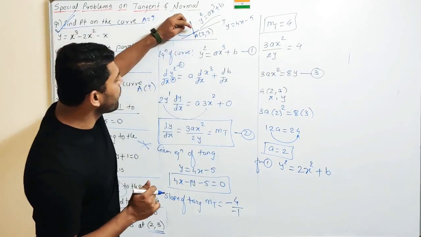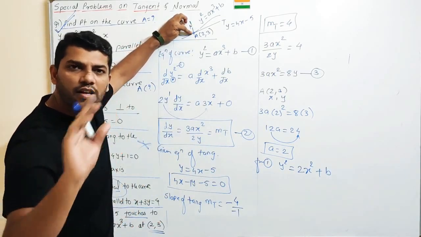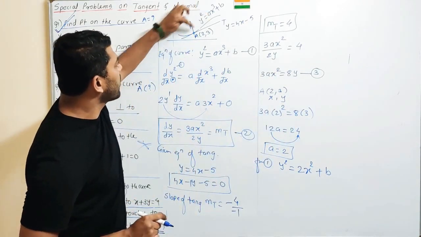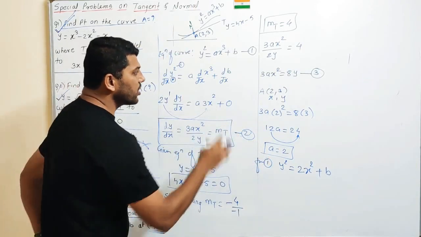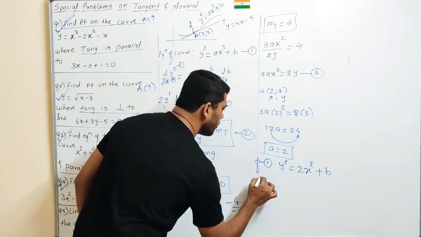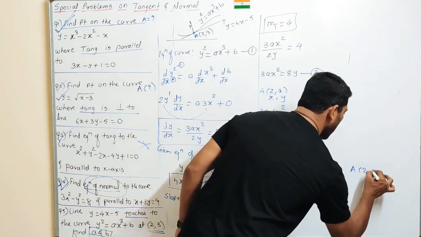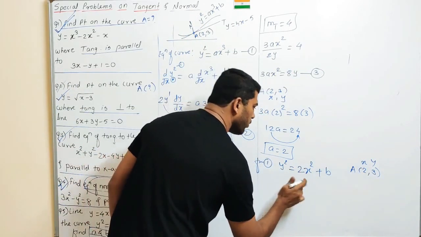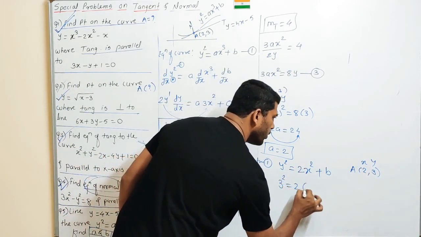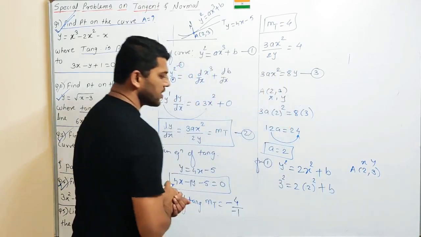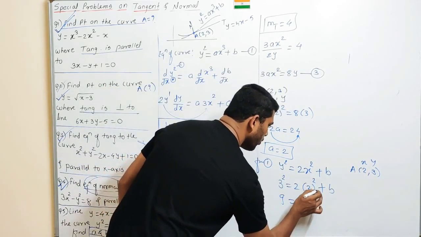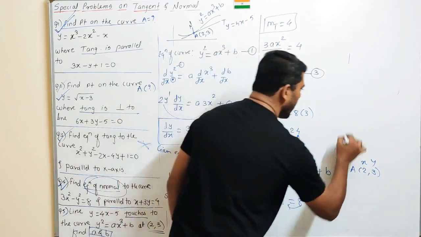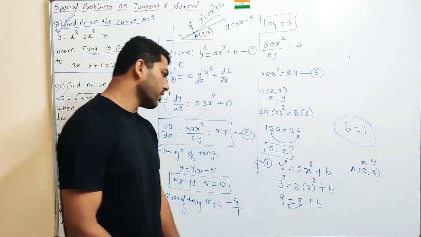See, I already discussed the importance of this point. This point lies on the tangent. I took the benefit of it over here. But the same point also lies on this graph, means on this curve. So you can substitute this point inside this curve. So the point A is (2, 3). Please substitute the value of x and y over here. So y is 3, its square, equals 2 into x, which is 2, its square, plus b. So 3 square is 9, 2 square is 4 into 2 is 8, plus b. Shifting 8 to this side, we got the final value of b, which is equal to 1.